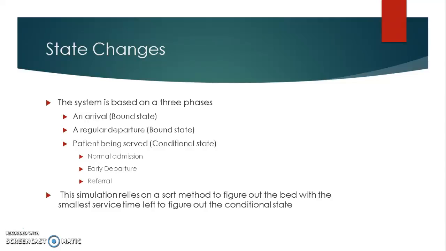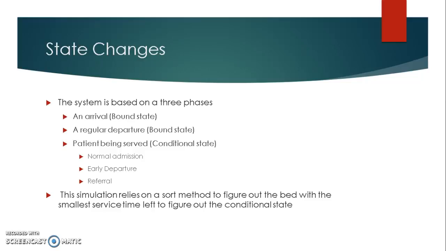The first state is an arrival, so an arrival coming into the system. This is a bound state. A regular departure leaving the system is also a bound state. So these are things that happen and they're going to happen. And then there's the conditional state. A conditional state basically means there are 3 different conditions that could happen, whereas above only one thing can happen. Whereas this one, possibly 3 things can be happening.